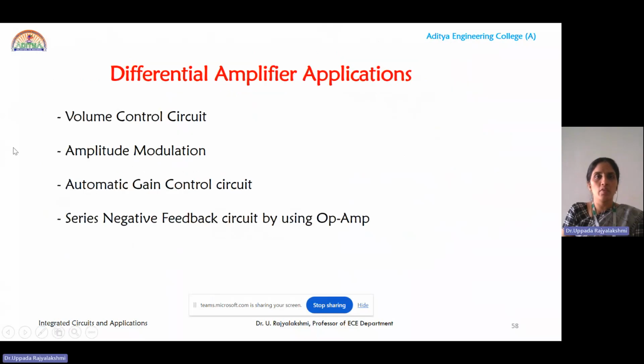These are the various applications of differential amplifier: in volume control as well as amplitude modulation. Similarly, in automatic gain control circuits, we use this differential amplifier configuration where the two emitter terminals are coupled via the common emitter resistor. The difference of two input signals can be amplified by using our differential amplifier.